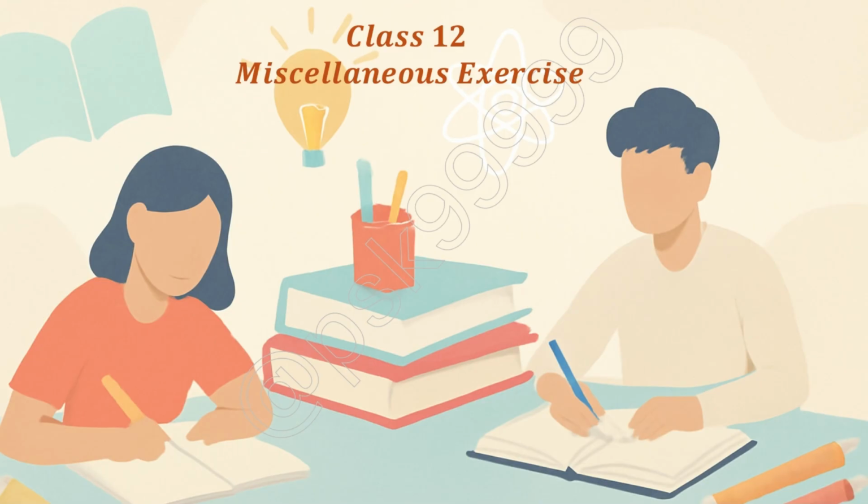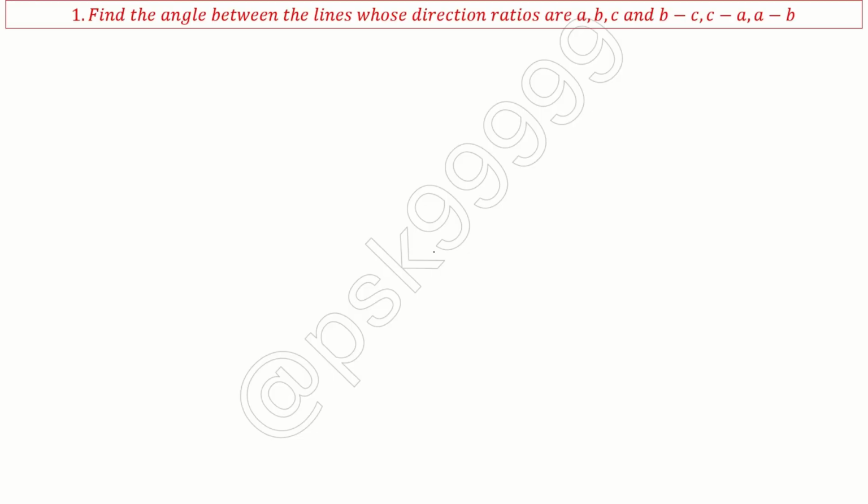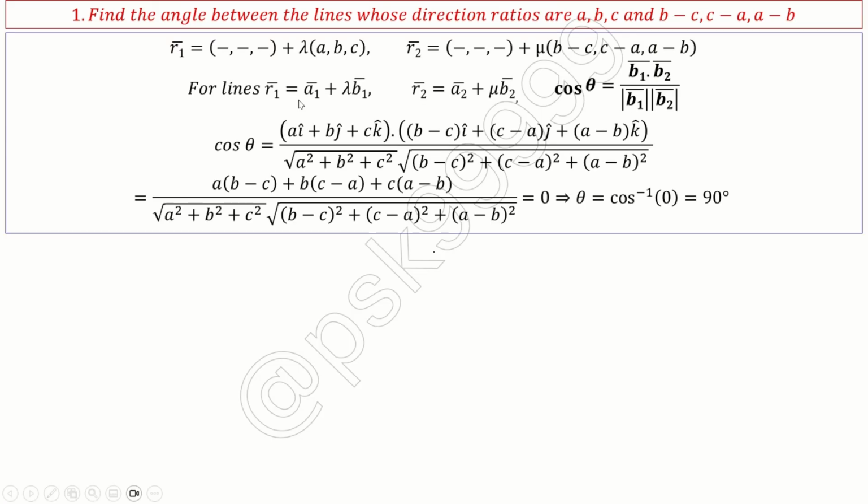Yeah, that's all. Exercise 11.2. Now let's do the miscellaneous exercise which is given here. Find the angle between the lines whose direction ratios are a, b, c and b minus c, c minus a, and a minus b. Okay, so this is very interesting. They are given in a very different way. So what is given is r1 equal to, they have not given the position vector, only lambda times direction vector which is a, b, c. R2 also has direction vector b minus c, c minus a, and a minus b.